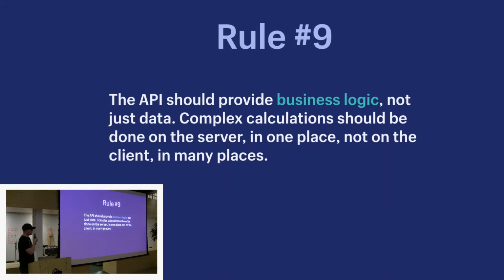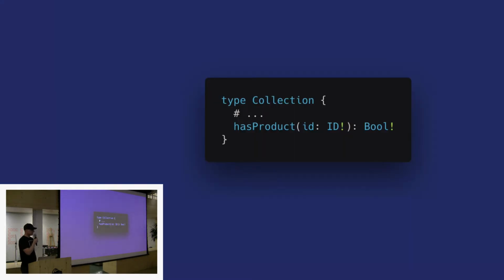So rule number 9 is that the API should provide business logic, not just data. Complex calculations should be done on the server in one place and not in the client in many places. Obviously, this applies if you have many clients, which is true a lot of the time. So what's the solution to this? We can add a new field called hasProduct. This field simply takes the ID of a product, and it returns a Boolean on whether or not the product is a member of the collection. The client doesn't have to write any code. All you have to do is call a single field, provide one ID, and get back a Boolean. This is a very cheap and efficient way of figuring this out.